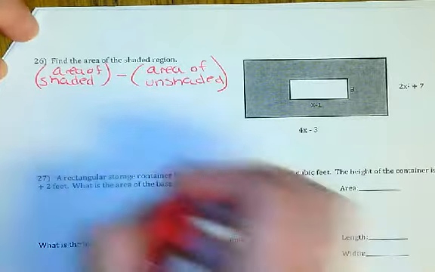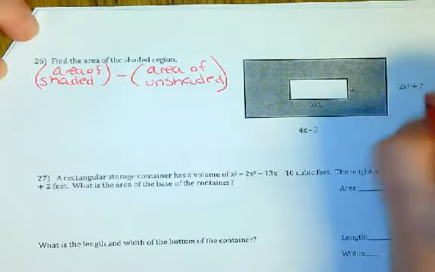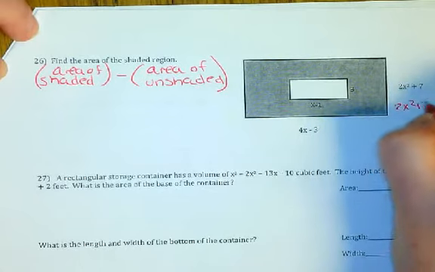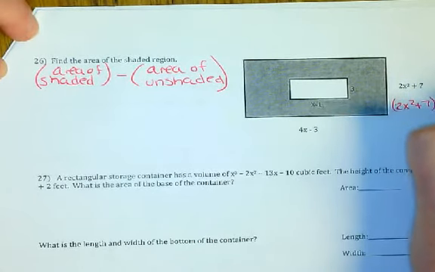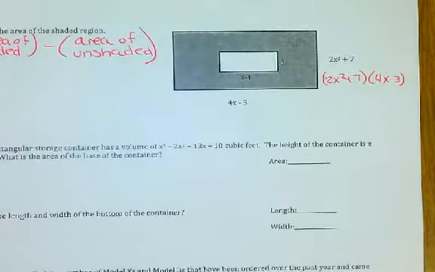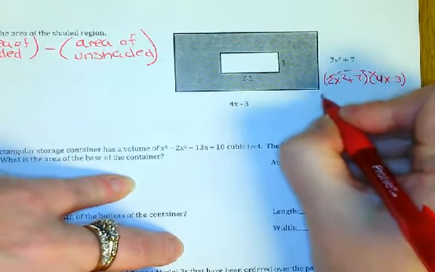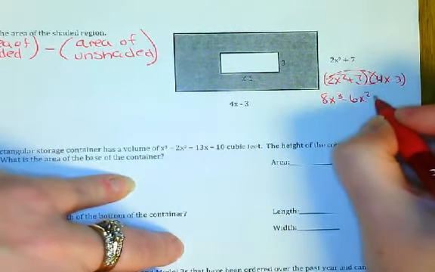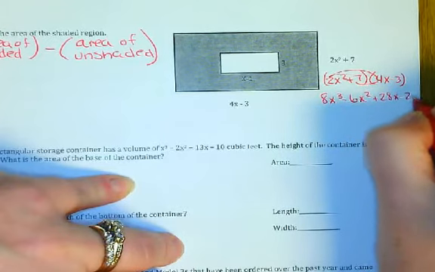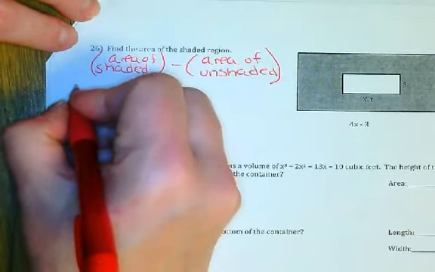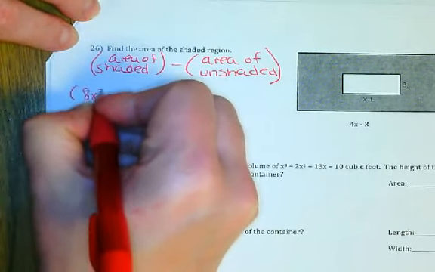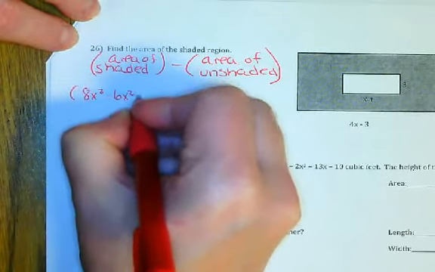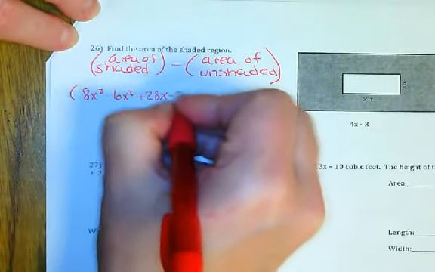So for instance, to find the area of the shaded, I would do 2x squared plus 7 times 4x minus 3. Okay? If I were to multiply that out, I would get 8x cubed minus 6x squared plus 28x minus 21. So that would be the larger, so I'd write that over here. 8x cubed minus 6x squared plus 28x minus 21, put it in parentheses, minus.